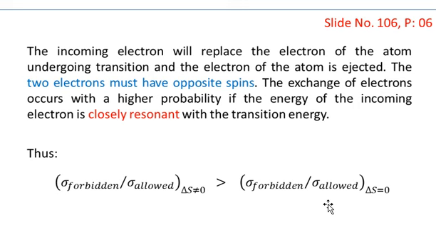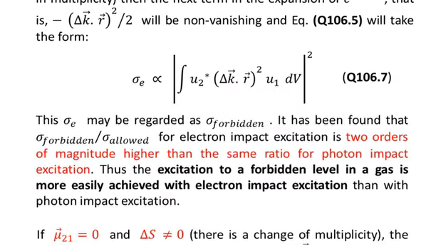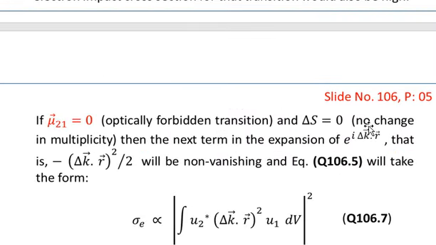So we have discussed all the possibilities that arise in the expansion of e to the power iota delta k dot r. We have discussed the contribution of the first term of the expansion, the contribution of the second term, and the case when none of the terms in the expansion contribute.